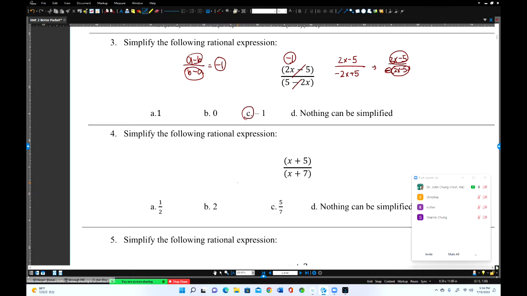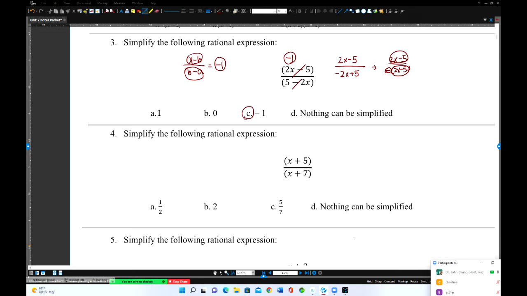The next one is to simplify the following rational expressions: x plus 5 over x plus 7. How can you simplify this? Is this a common factor? Can we cancel the 5 or the 7? No, that is not true. x alone is not a factor. x plus 5 is a factor, the whole thing is a factor, and x plus 7 is another factor that is not common. So you cannot simplify. Nothing can be simplified. This is our final answer, because these two expressions are relatively prime.